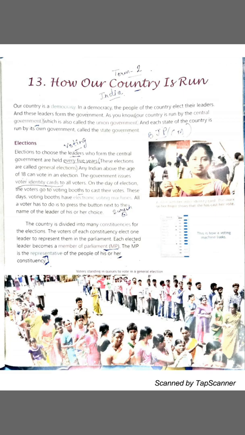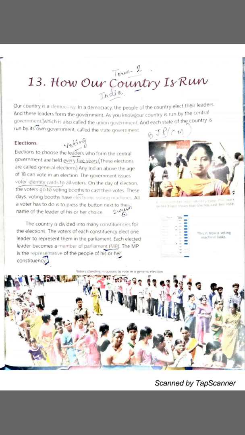Democracy is a country where the people of the country elect their leaders and these leaders form the government. As you know, our country is run by the central government, so that government is called the Union government. And each state of the country has its own government also, which is called the state government.